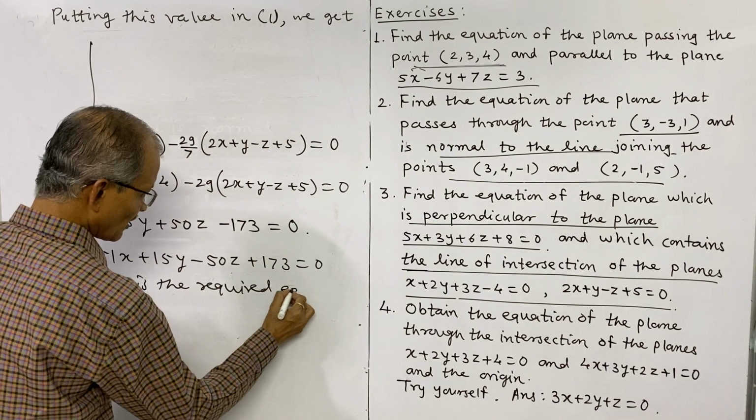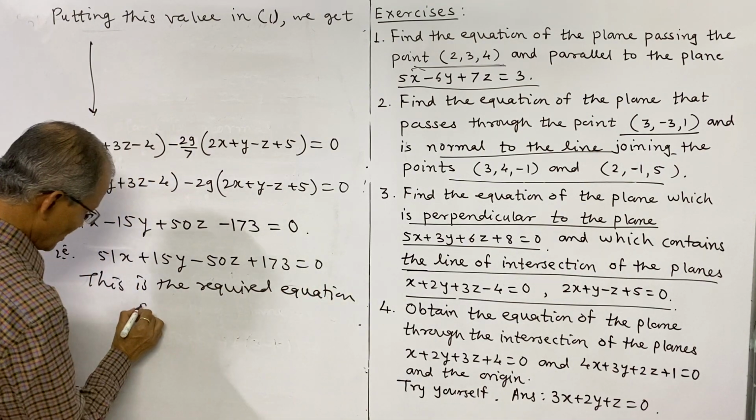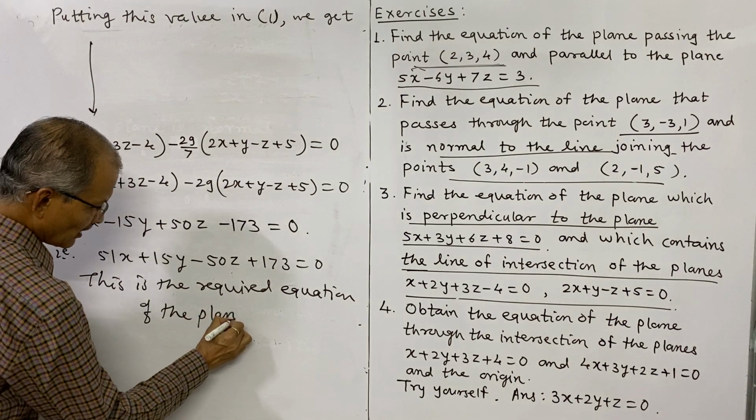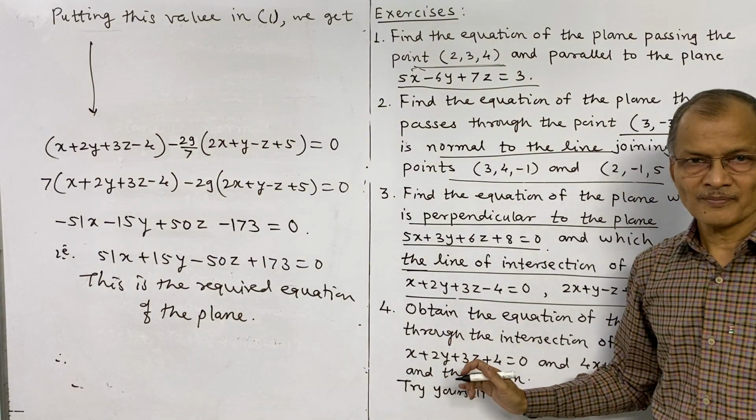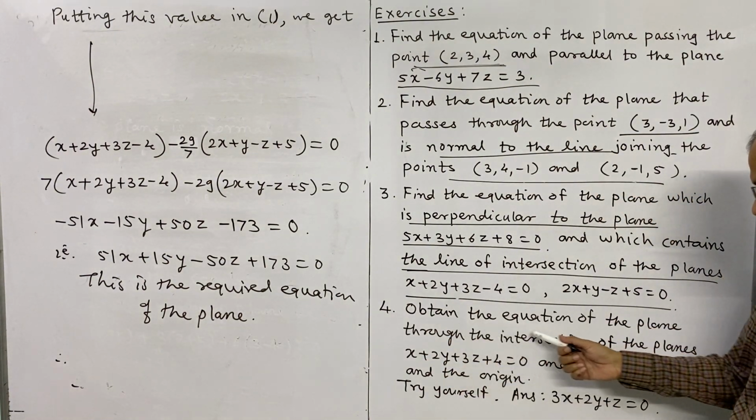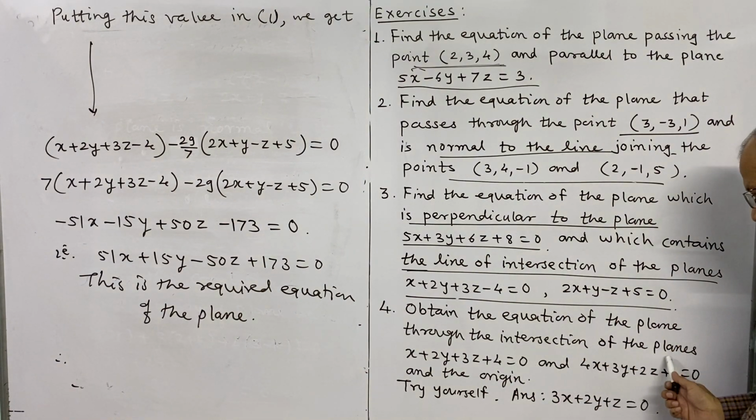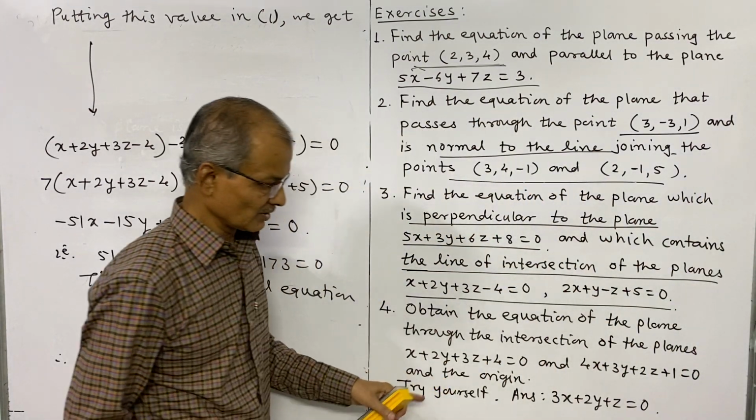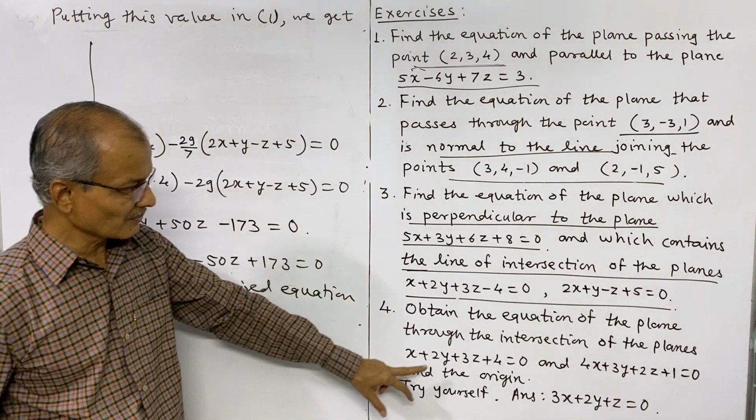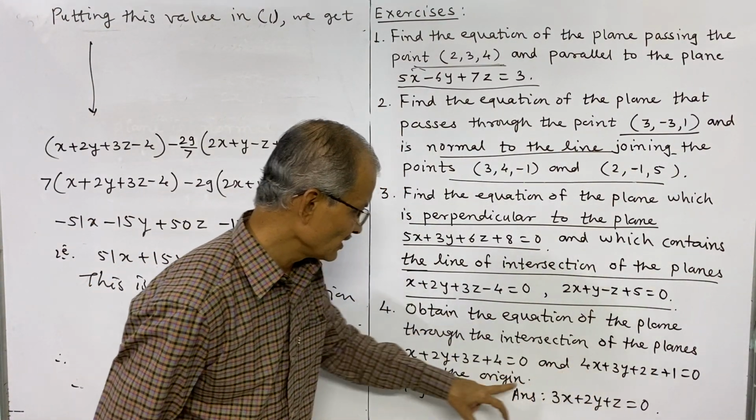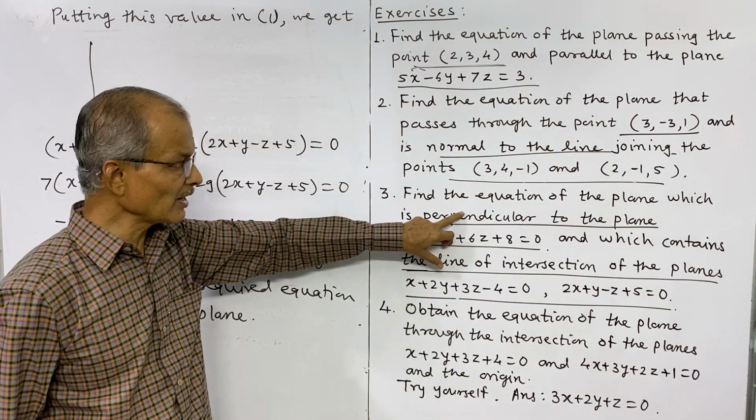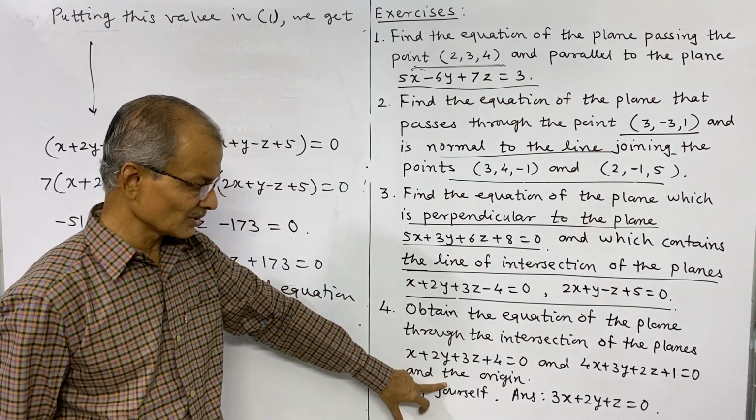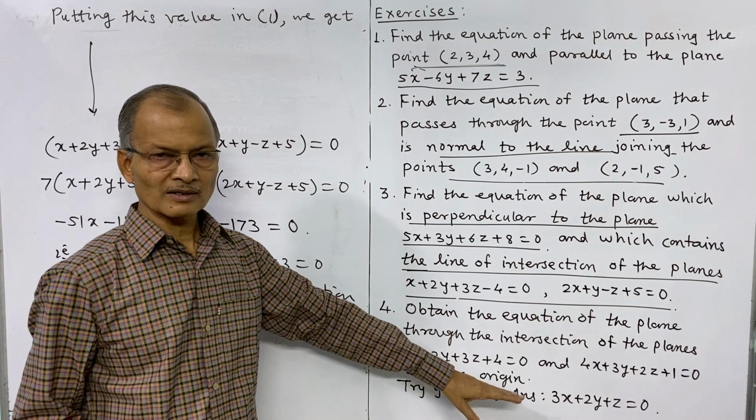In this way, we can solve the problems to determine the equation of a plane under given conditions. Now, the last problem you should try yourself. Obtain the equation of the plane through the intersection of these two planes and the origin. So it is similar to this problem, only the condition is different. Here it is given that it passes through the origin, and that is simple. The coordinates of the origin are 0, 0, 0.